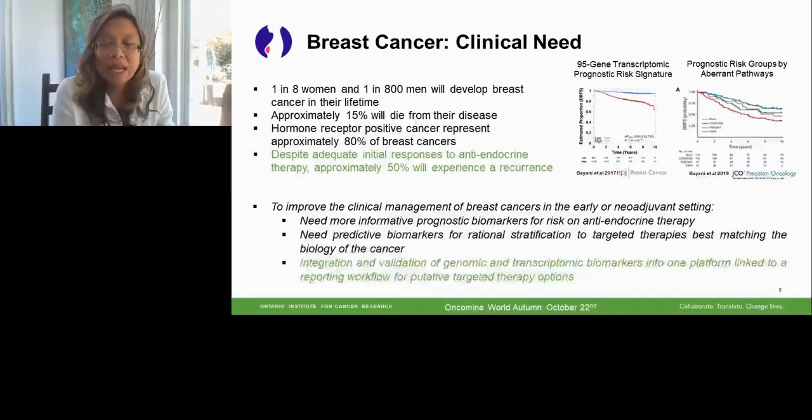We believe that we have a comprehensive transcriptomic as well as genomic signature that can answer this clinical need. So what we need now is a platform where we can integrate these biomarkers into one platform and one workflow and help stratify these women not only for risk, but to specific targeted therapies.